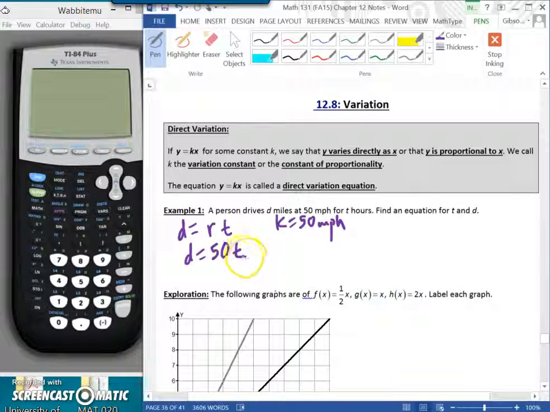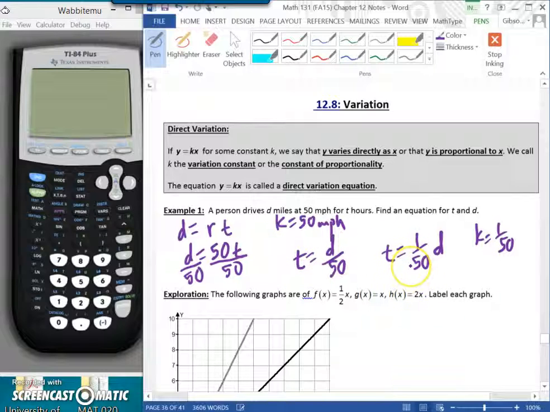But now we want to get t by itself. So this is how we would do it. We would divide each side by 50. So we would have t is equal to d over 50. Now we could leave it as t is equal to d over 50, or we could rewrite this as t is equal to 1/50 times d. Now in this situation, if we wrote it like this, our k would be equal to 1 over 50. So both of these are direct variation problems.